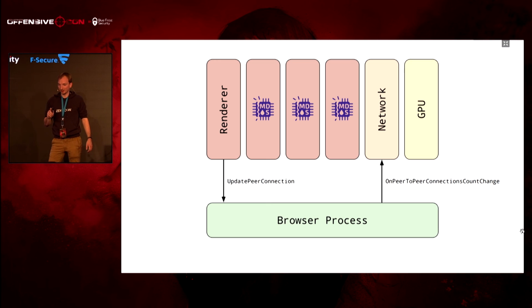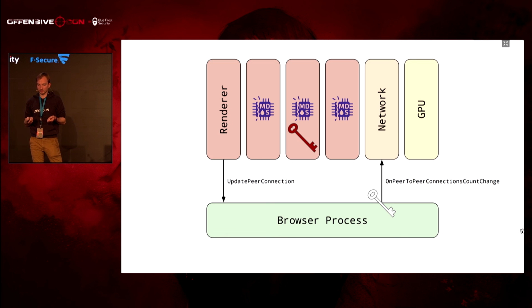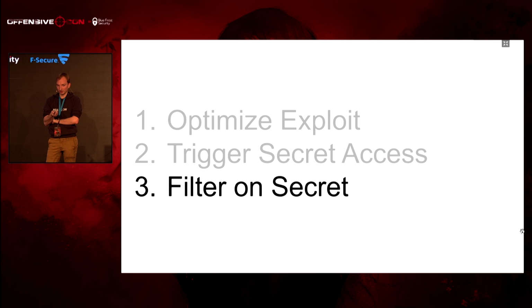And on every one of these, the browser will use some secret from one of the other renderers, so we rerun the MDS attack, like rerun the RIDL exploit, and at some point we should be able to leak it from the other process and then use it to inject messages.